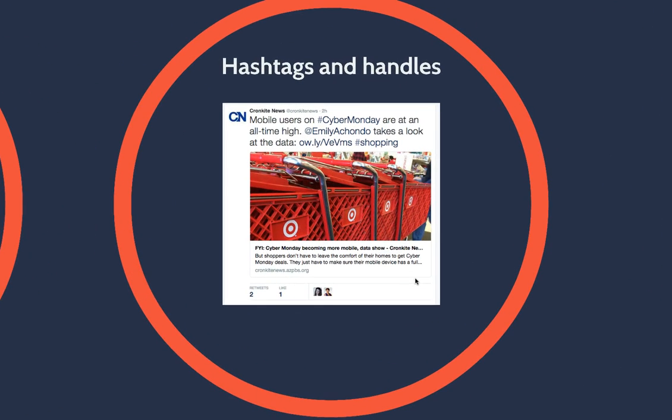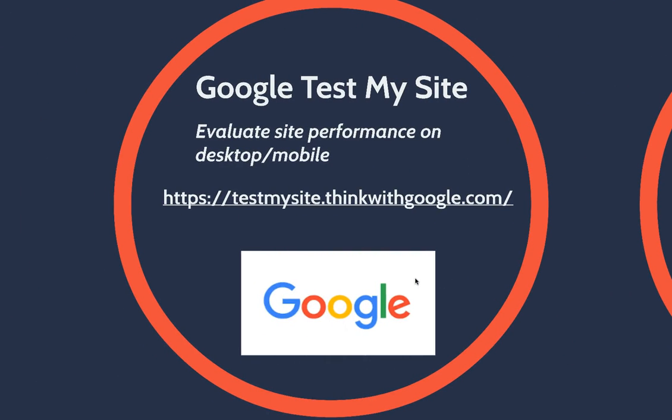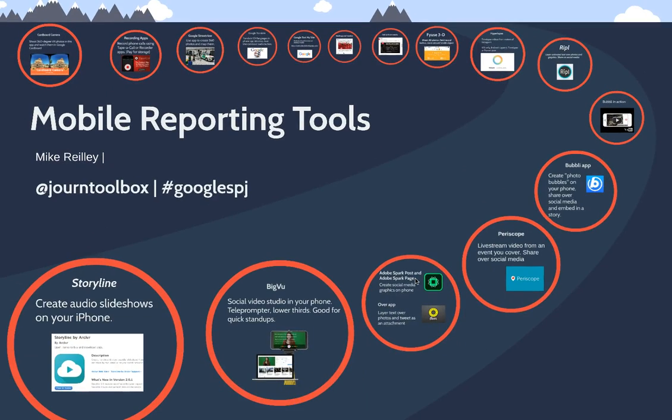So that was it. Just a reminder to put hashtags and handles on your posts. And Google Test My Site, really good for checking speed on your mobile website, and seeing how fast it loads on mobile and desktop. Testmysite.thinkwithgoogle.com. So that's it for mobile reporting tools.